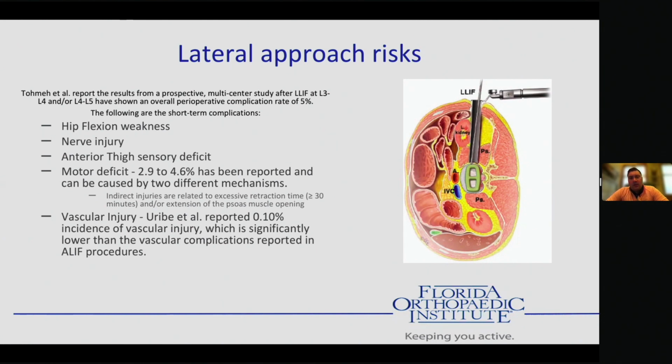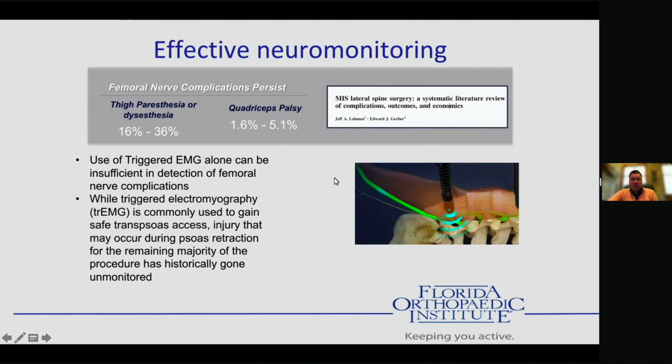And these are thought to be led to by two different mechanisms. One is indirect retraction time, where our neuromonitoring comes into play, as well as direct compression of the nerves themselves. Uribe put out a paper on vascular injury and showed that it was significantly less than ALIF procedures, but it still is a risk we have to consider in these patients. And obviously, effective neuromonitoring is an integral part of any lateral type surgery, whether you're doing it from the direct lateral position or the prone lateral position.